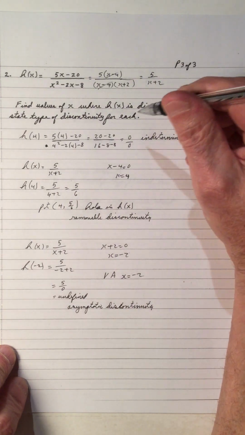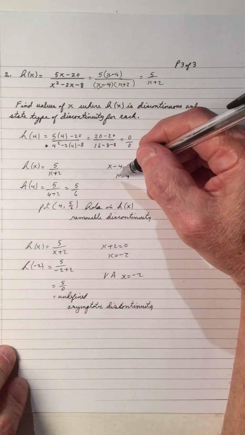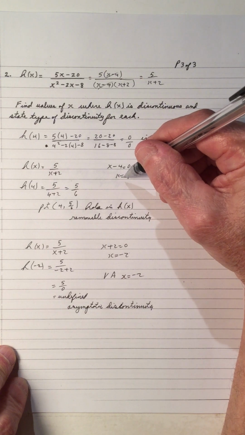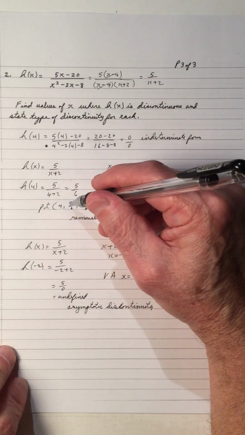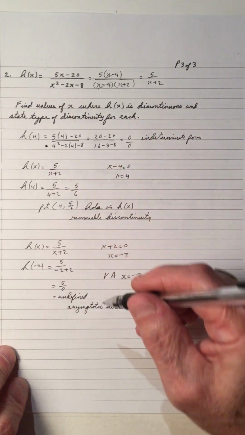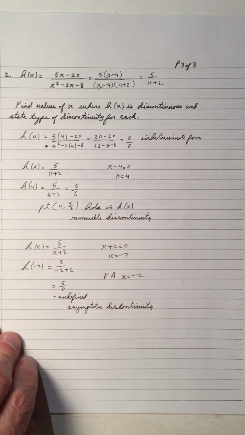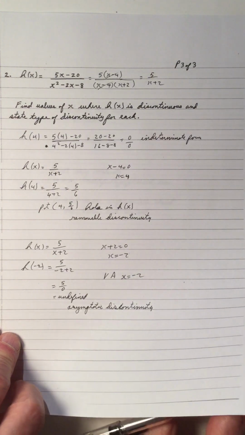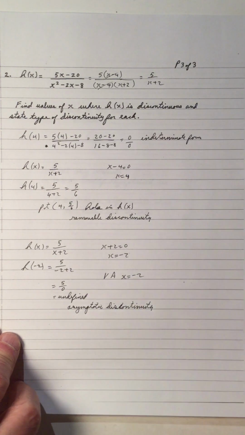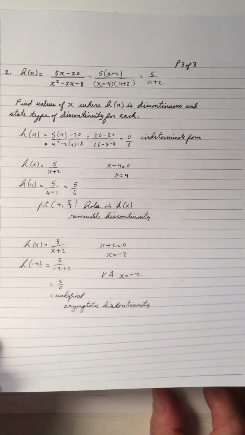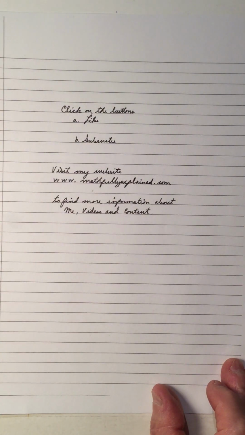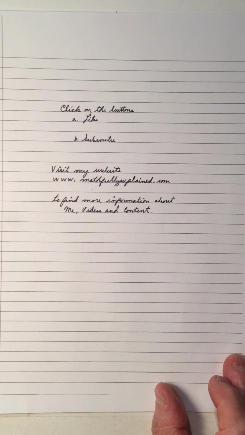So it has two types of discontinuity. One is removable at the point 4, 5 over 6, and the other is asymptotic at x equals negative 2. So there's one question here giving us two types of discontinuity. And again, this brings us to the end of our video.